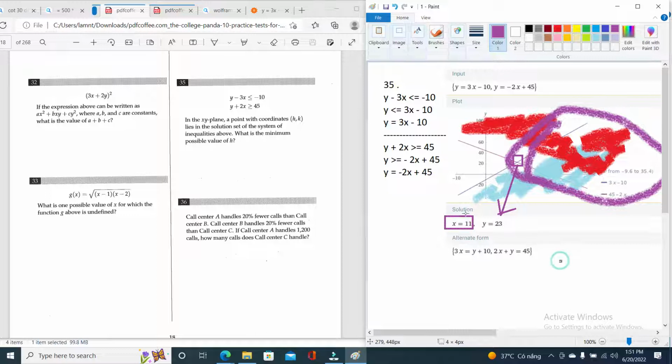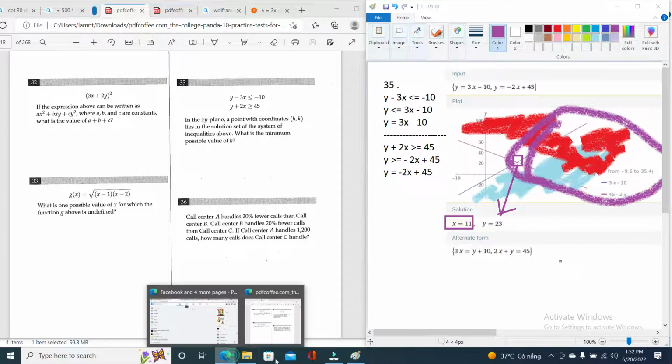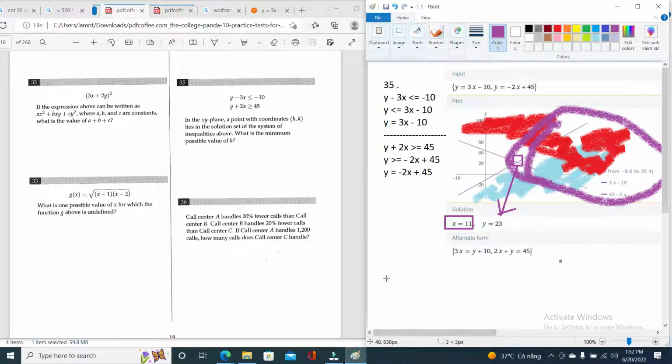Okay, so actually you can just put the equations in and you get it going. So the answer for 35 is 11, because you have seen it there.